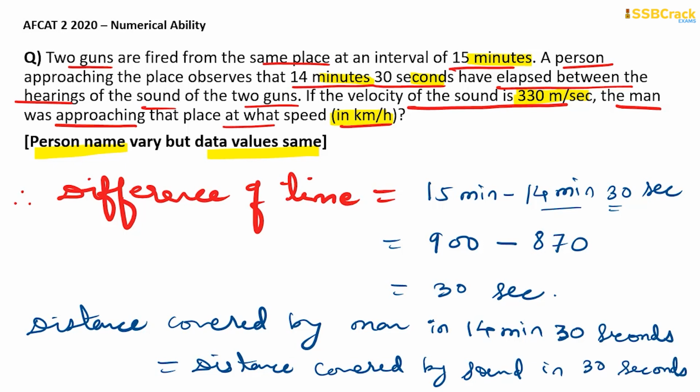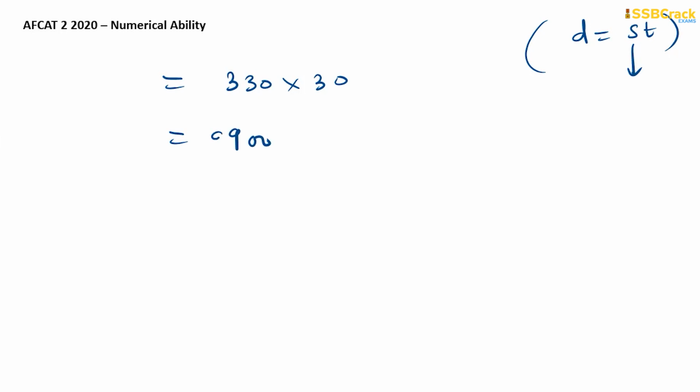So we have this calculation as 330, the speed, multiplied by time, because the distance formula is speed into time. We equated that the distance covered by the man will be the same as the distance covered by sound in the difference of time, that is 30 seconds. So we calculate this and find it to be 9900 meters. So this is the distance covered by the man.